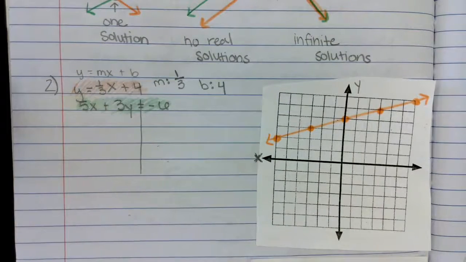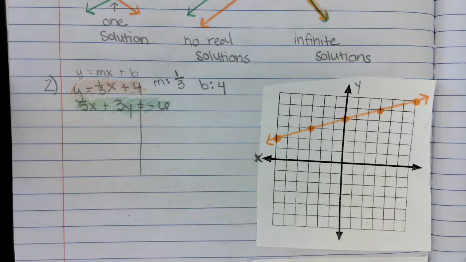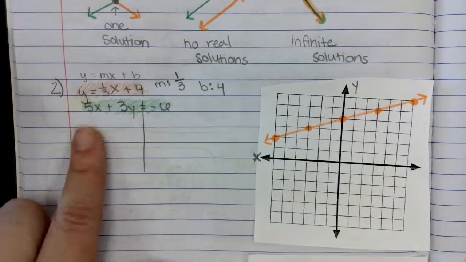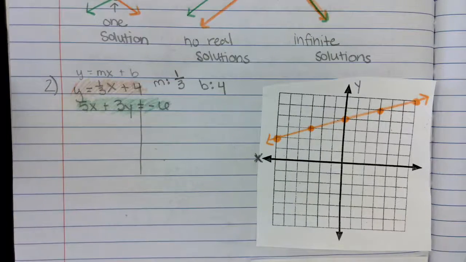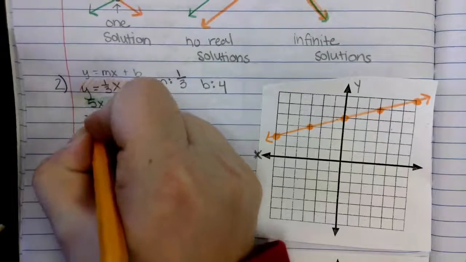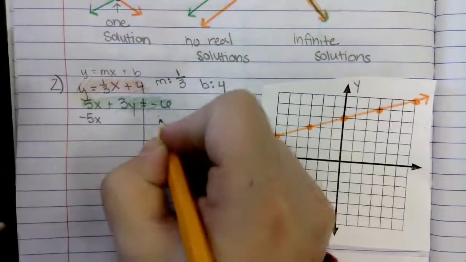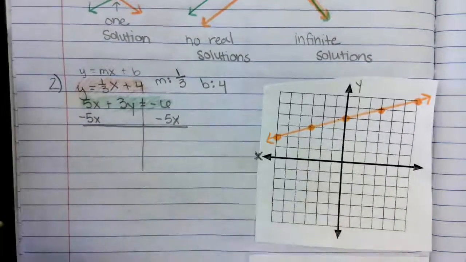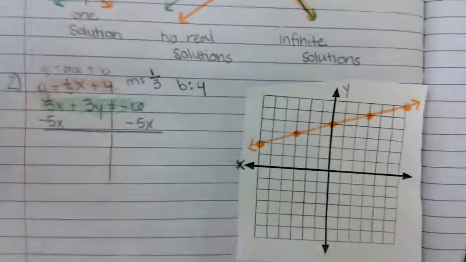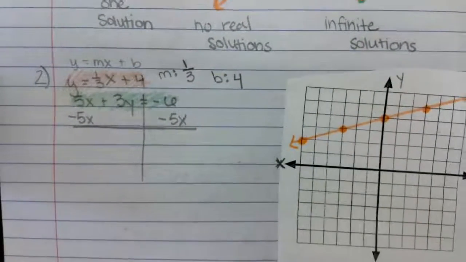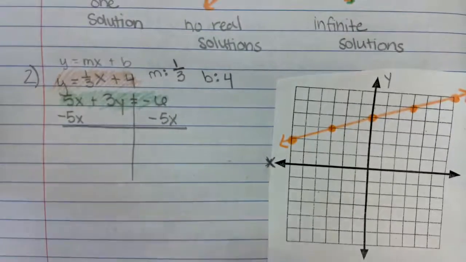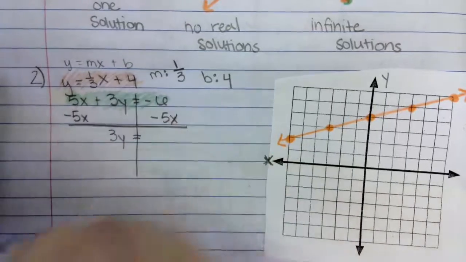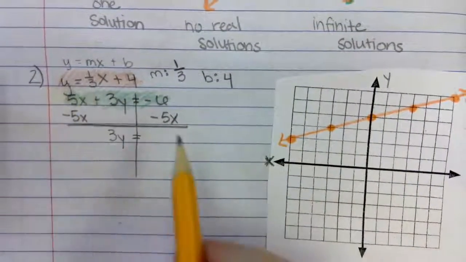So if I want to get y by itself, should we undo the 3 first or the 5x? 5x. Good. How would we undo adding 5x? Minus 5x. If we do it to one side, do it to the other. All right, bring down that 3y. Now, for y equals mx plus b, do I want to write negative 6 minus 5x or negative 5x minus 6?